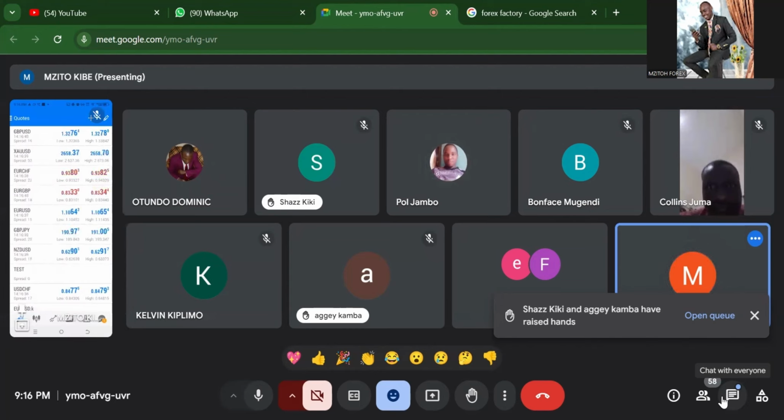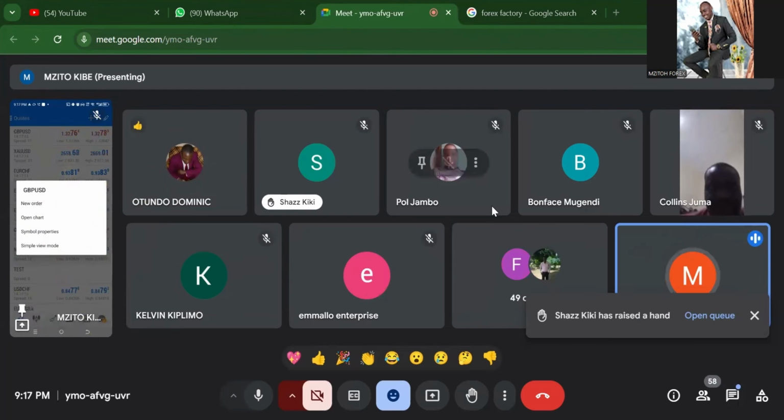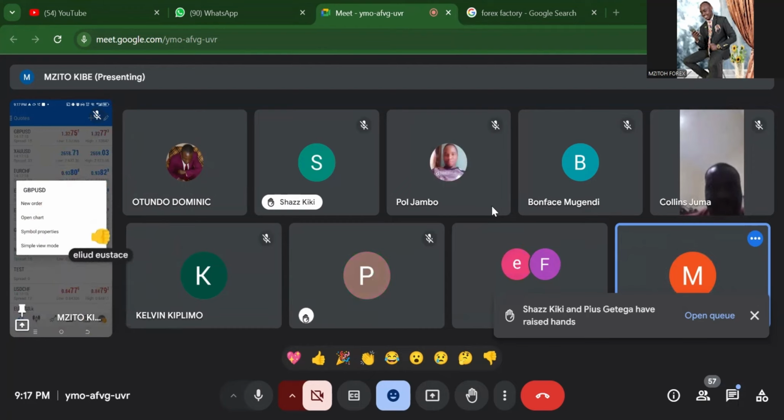So let's say I want to place a trade. If you are all there, the first thing to do is tap on the currency. You see the first currency, like now GBP USD, just touch on that currency. You want us to go step by step. Okay, so you go to new order. How many are seeing new order? Thumbs up. You click new order.